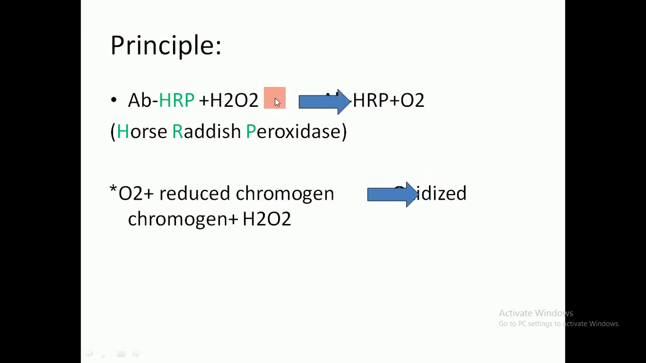And the principle of the ELISA: the antibody labeled with enzyme usually uses the horseradish peroxidase enzyme or alkaline phosphatase enzyme, and then we add the substrate, which is H2O2, and this leads to liberation of oxygen, and the oxygen will oxidize the reduced chromogen, and then we end with oxidized chromogen and water. And this is H2O, not H2O2, water, H2O.